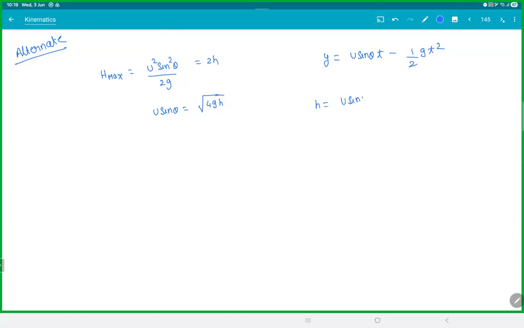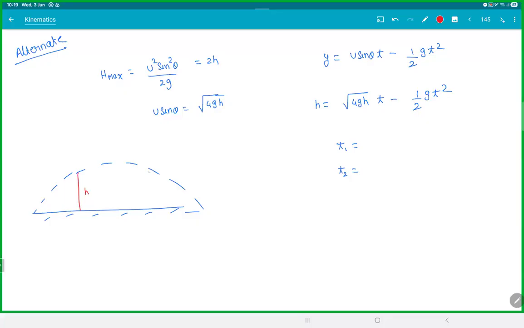This will be u sine theta, that's your velocity, which is root 4gh, into time minus half gt square. You got a quadratic equation in time. When you solve this, you'll get T1 and T2. What are T1 and T2? You're basically reaching the same height, isn't it? So this is time T1 and this is time T2.